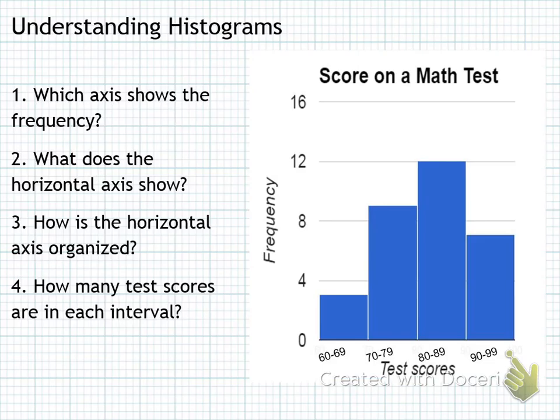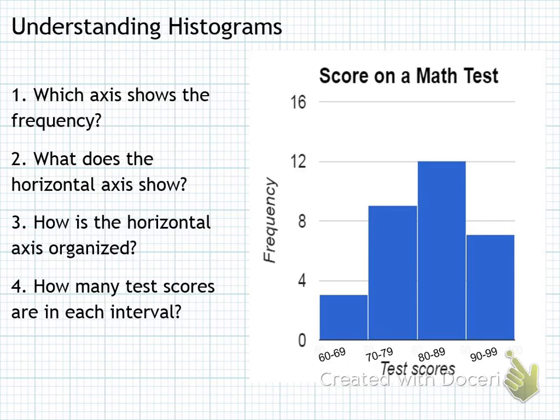Okay, before we look at how to create histograms, we're going to make sure we know how to read them. So this is an example of a histogram. Okay, so this shows the scores on a math test in a particular class. Just kind of look at it, see if you can understand what this is showing you. And can you guys tell me which axis shows the frequency? The Y, right? Or the vertical axis.